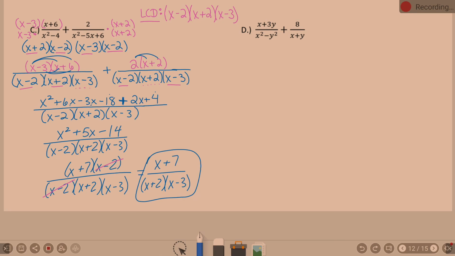On Monday, we've got one more to add. We'll practice some subtracting, and we will practice the complex fractions, which you guys are also excited about.